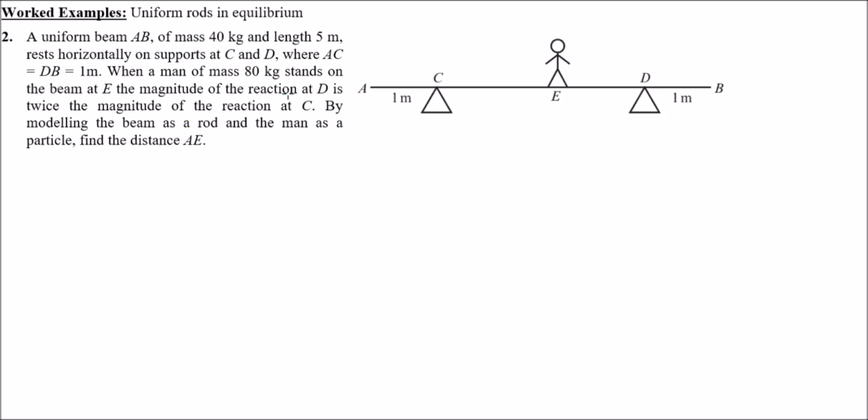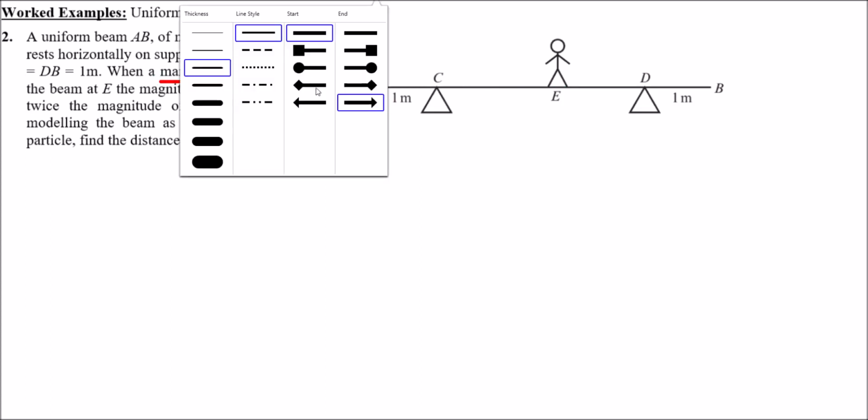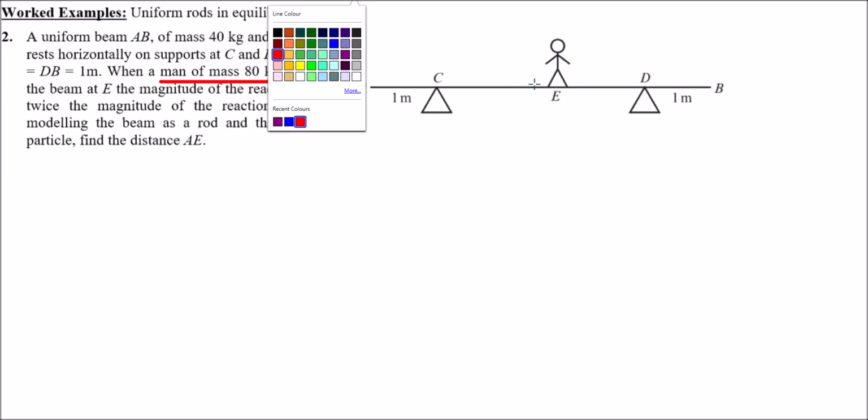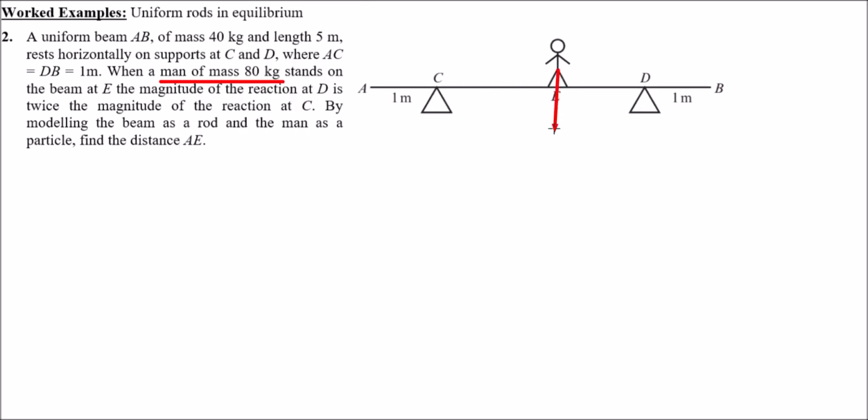We can fill this information in now, because it's a bit too much to absorb from this massive paragraph. This man is standing here. He has a mass of 80 kilograms. Therefore, the force due to gravity, his weight, is going to be 80 multiplied by g. So 80g is acting downwards.